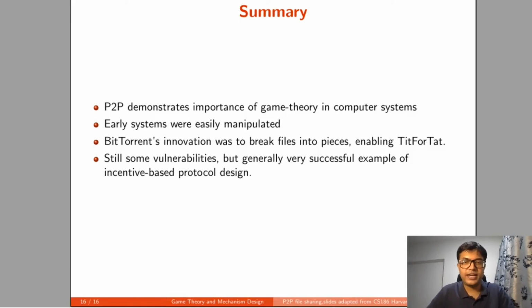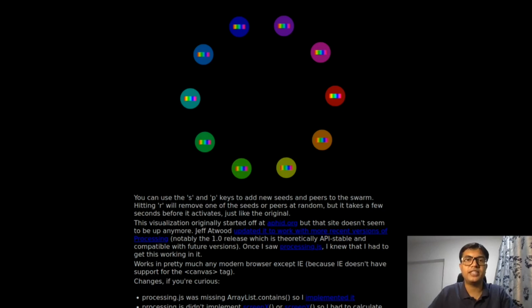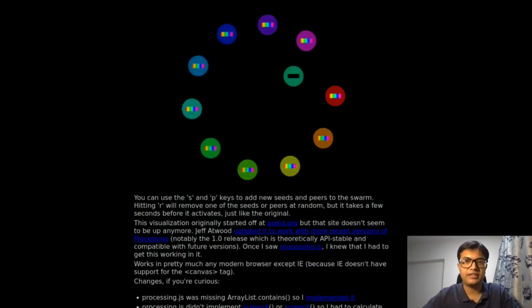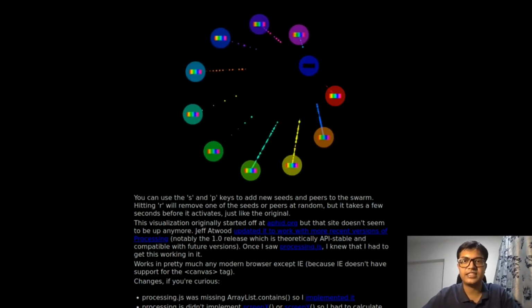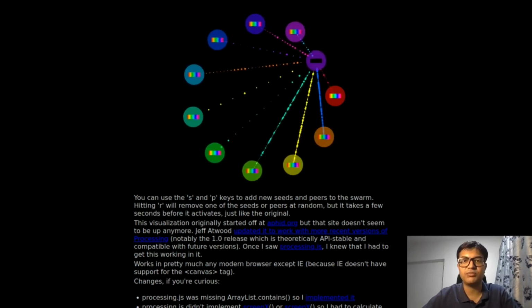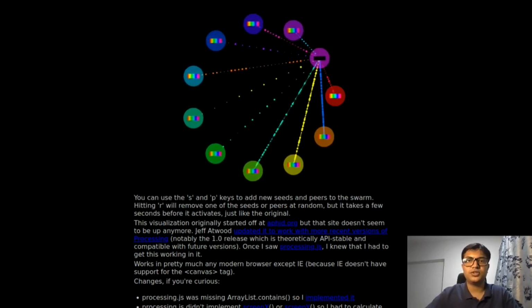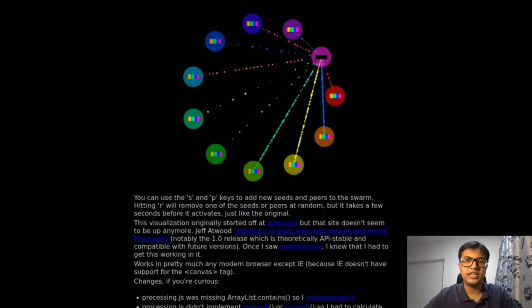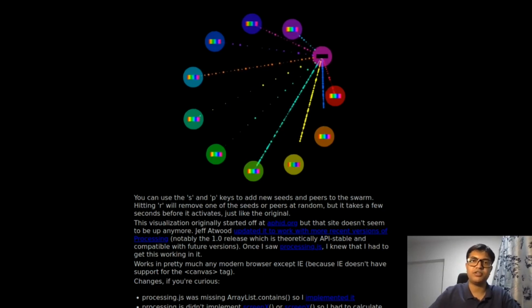So let us go back and check our peer-to-peer file sharing. You can see that all the files are now with all the peers. If you now add a new peer, you can see that it has started optimistic unchoking from all the peers. So yeah, this is a nice animation for these peers.